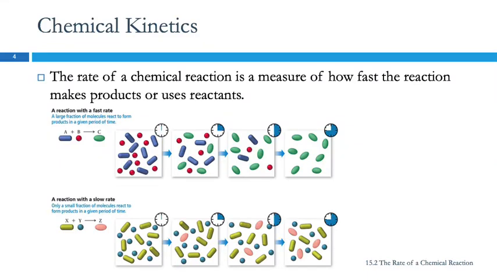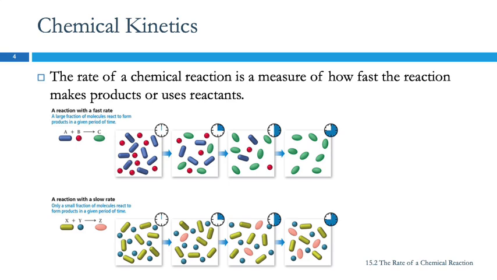So, what do we mean by rate of a chemical reaction? It's very similar to the rate of travel of a car, right? How fast is it going? Well, chemical reactions are not moving through space, but they are moving from reactants to products. And so what we're measuring is how fast the reaction makes products or uses reactants. That's going to give us the same answer, but sometimes it's easier to look at the reactants disappearing. Other times it's easier to look at the products appearing.